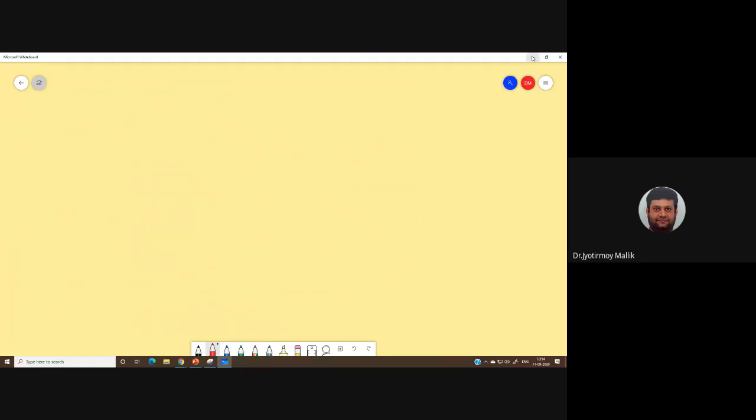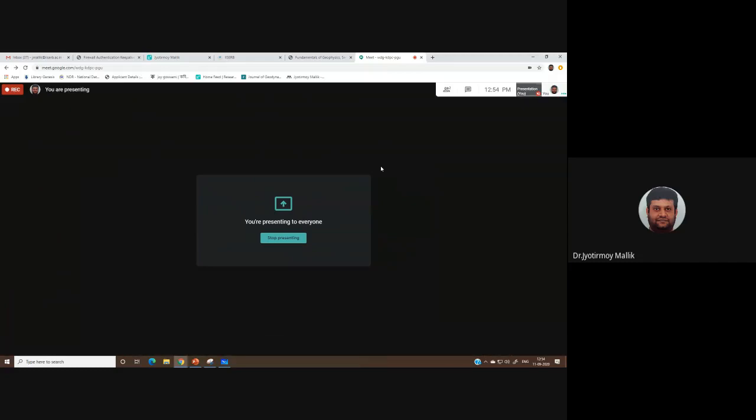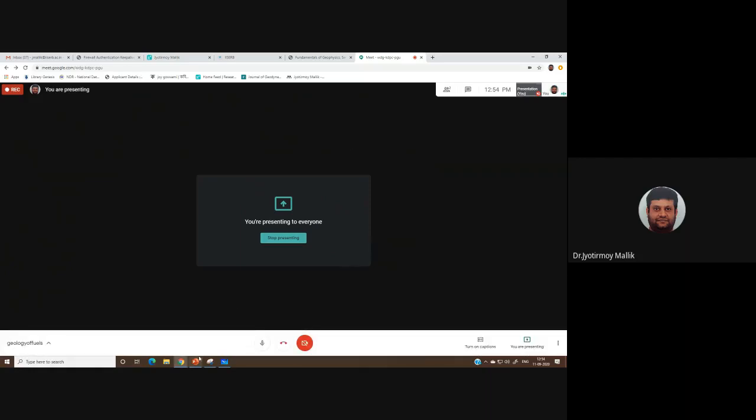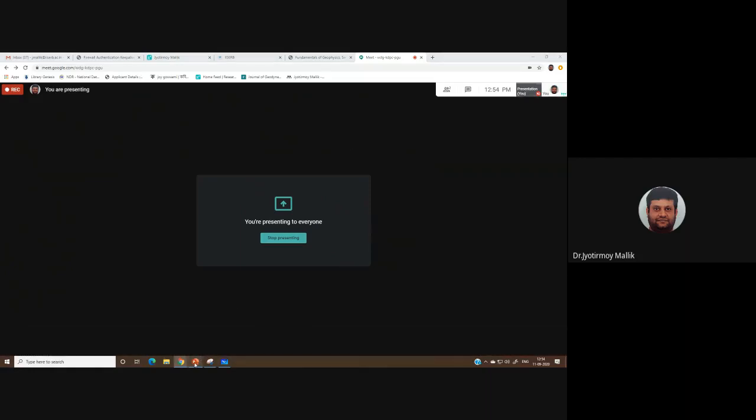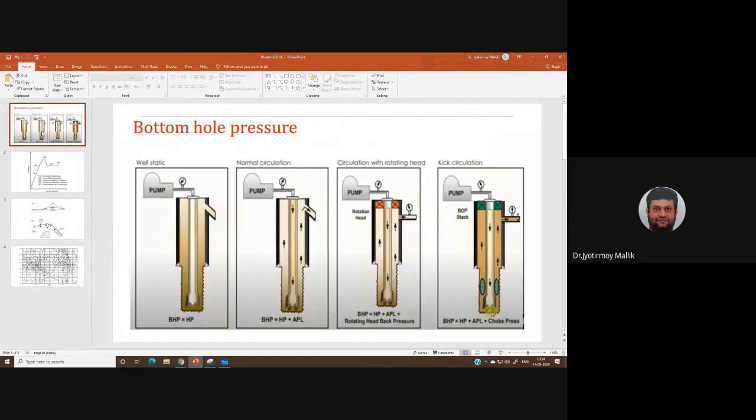Now, how in life is this fracture gradient calculated? Because calculation of fracture gradient is absolutely an important thing. And this is done by something called a leak-off test. And we will show you what a leak-off test is all about.